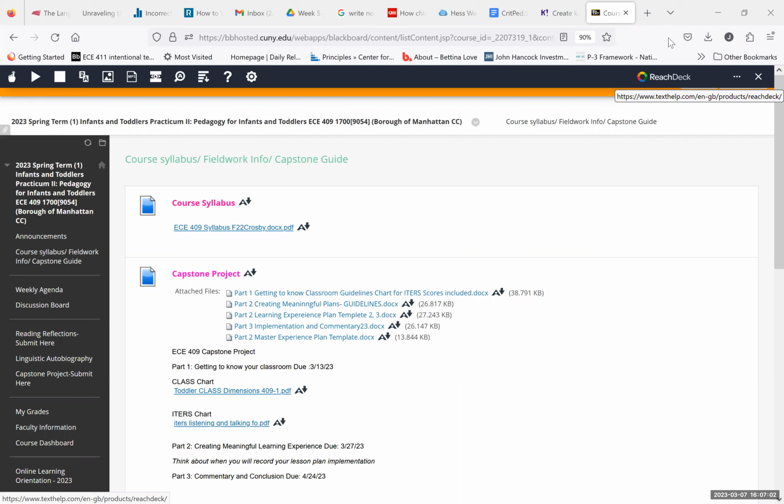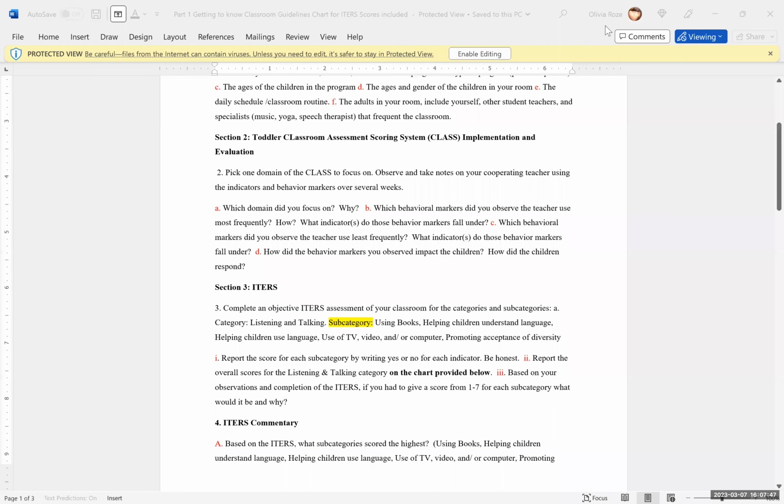So let's look at the guidelines, which can be found on Blackboard under the section Course Syllabus, Fieldwork Info, and Capstone Guide. We're going to click on that first link to get to the Getting to Know Your Classroom instructions. The sections that seemed to be the most muddy for you were the toddler class, or classroom assessment scoring system, section 2, and section 3, the ITERs.